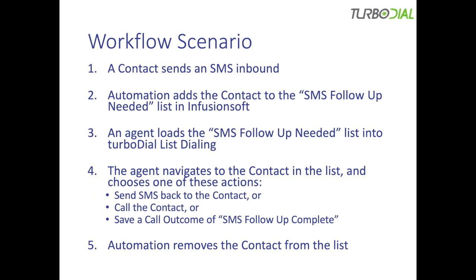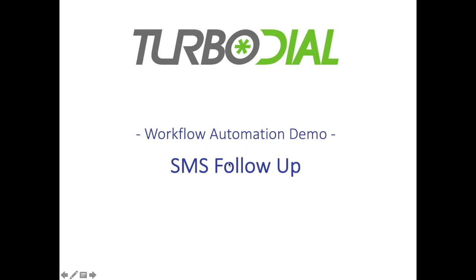So we've gone through all of those steps where we showed you how when a contact sends an SMS inbound, automation added them to the follow-up needed list. The agent loaded the follow-up needed list and worked through that list using list dialing, navigating the list and making that follow-up for each of those contacts. For each of those contacts, we either sent an SMS back, or we called them, or we saved a call outcome, and the automation removed them from the list so that we didn't have to worry about them again. All right, that's a demonstration of workflow automation using SMS follow-up as the example.